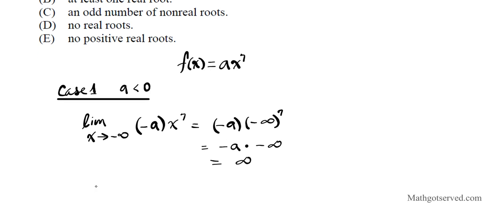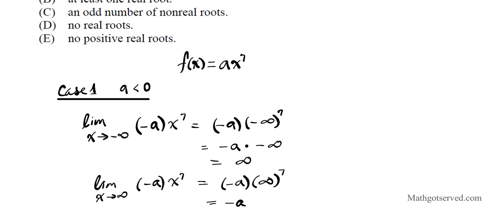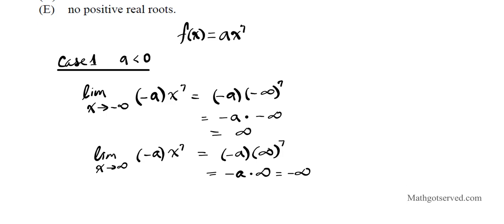Now what is the right-hand behavior? What is the limit as x approaches infinity of the same function? Well, remember a is negative, negative a of x to the 7th. It's going to be negative a times infinity raised to the 7th power. Infinity raised to the 7th power is just infinity. Infinity times a negative number is going to be negative infinity. Okay? So what does this tell us about the nature of the graph? That's the question.